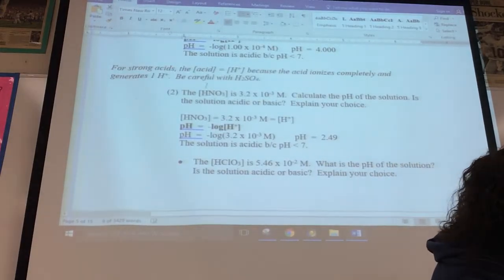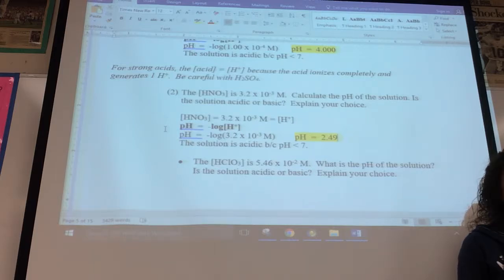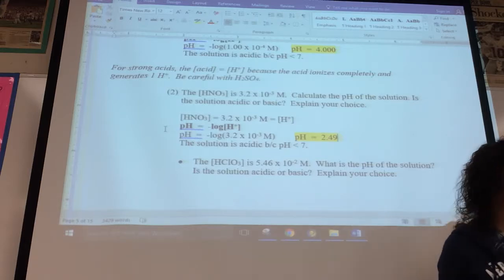And the same held true if you were to compare this first pH with the second pH, we know they're both acidic because the pH is less than 7. Which solution is more acidic? The second one. Why? It has a lower pH. The lower the pH, the more acidic the solution, the farther from neutrality.